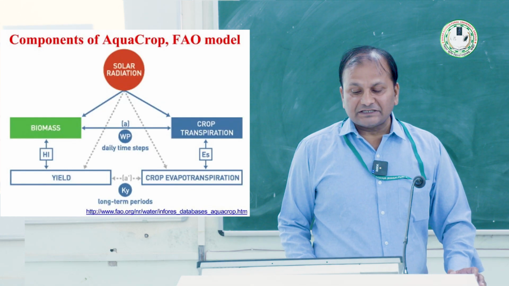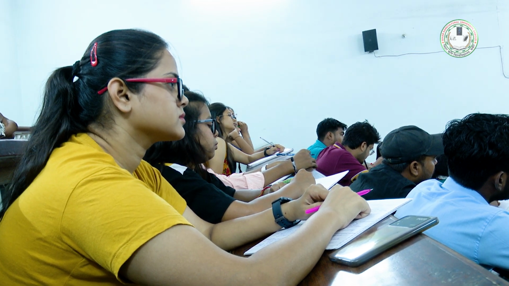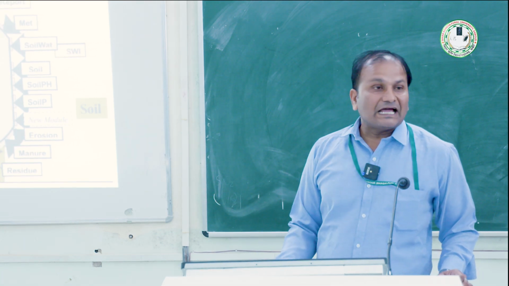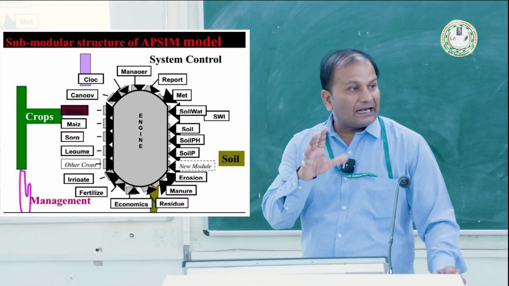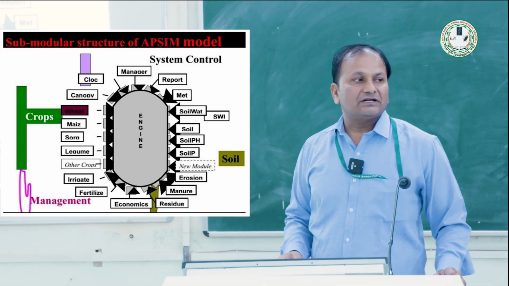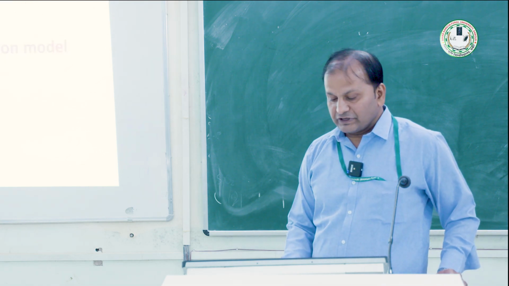Some diagrammatic representation for FAO model or AquaCrop model. Okay. Info crop model. I am showing some examples of how they are working. Info crop model was developed in India in IARI. Okay. EPSIM model is very sensitive for climate change and also for soil characteristics. If we are changing variables in the soil, it is giving good results. Okay. This is maize, sorghum, legumes, soil pH, soil. These all are giving good results.